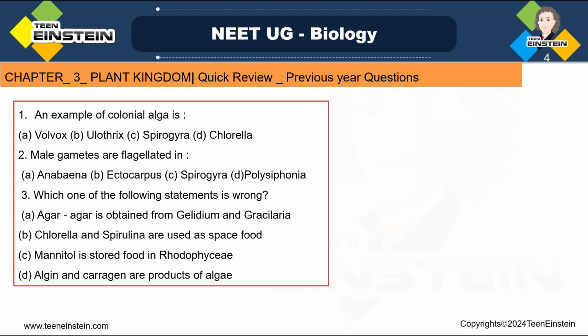An example of colonial algae is... while discussing the algal part itself, we have discussed about volvox in detail. Here you are getting four options: volvox, Ulothrix, Spirogyra, Chlorella. Among these, the right answer is volvox. If you are getting the right answer, learn some other points along with that.